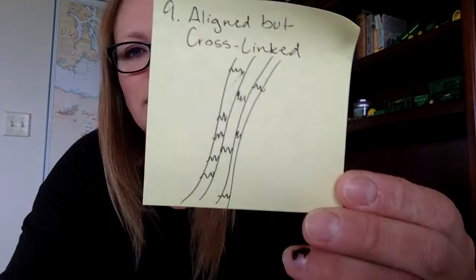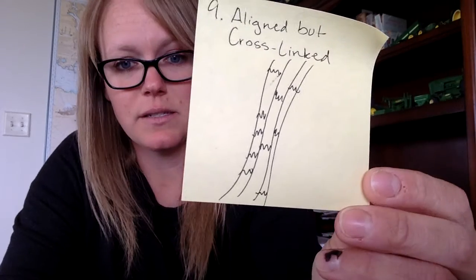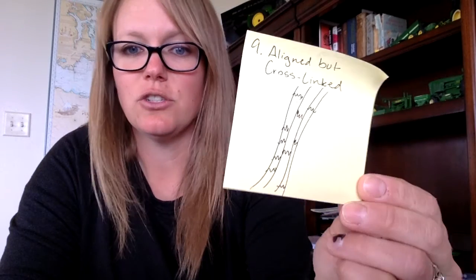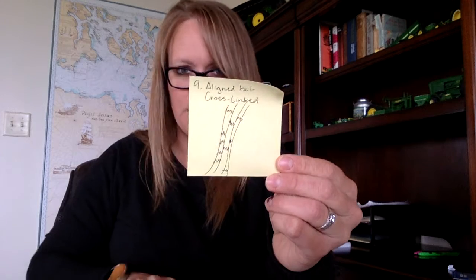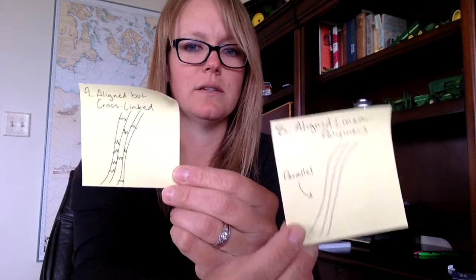Number 9 says, okay, we'll take those aligned polymers and link them up. So here they are, aligned, but cross-linked. So I just put my little squigglies in there to show that cross-linking. Here is the difference between those two, okay? And then number 10 says, okay, well, let's explain the difference, all right?